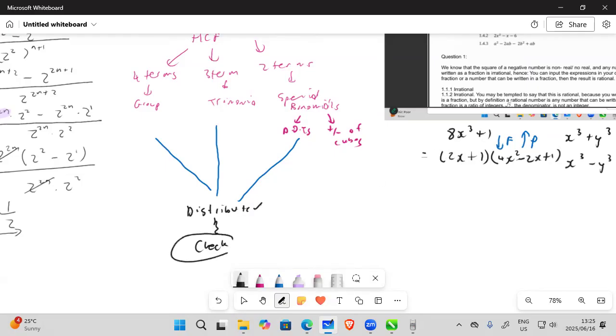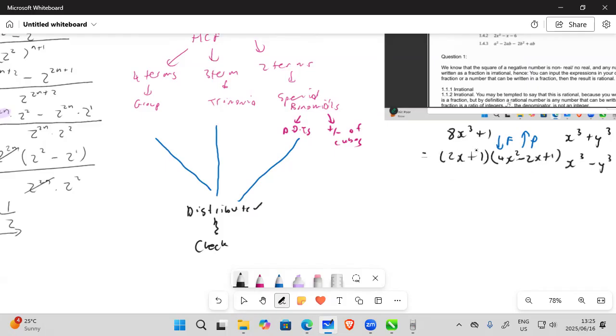The last step is check. What are we checking for? Remember, these are two distinct things that we're doing: we're distributing and then we're checking. We are checking that these are what we call factors, that each factor is in its simplest form. So this is in its simplest form and that is in its simplest form.